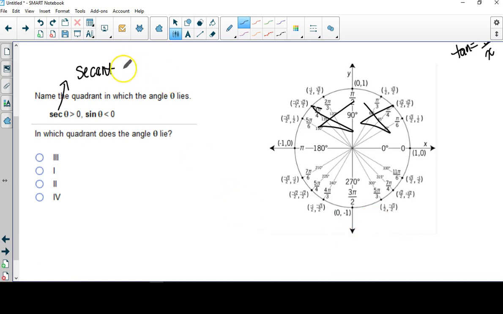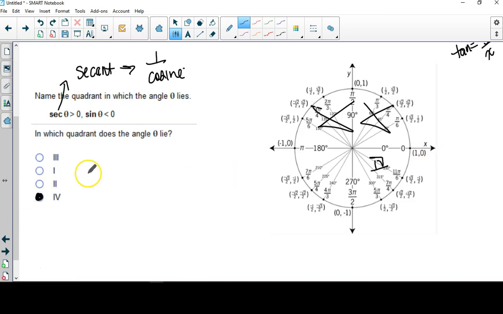But I need to remember that secant is just another way to say cosine. It's 1 over cosine. So if secant's positive, cosine's positive. And if cosine's positive, that means I must be in the fourth quadrant. So I have this one right here.